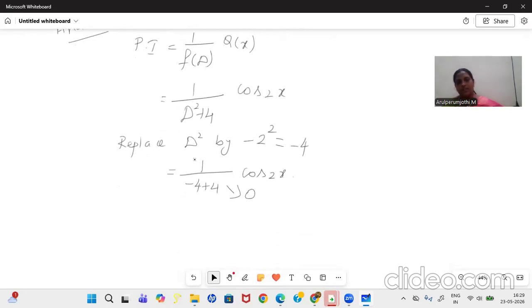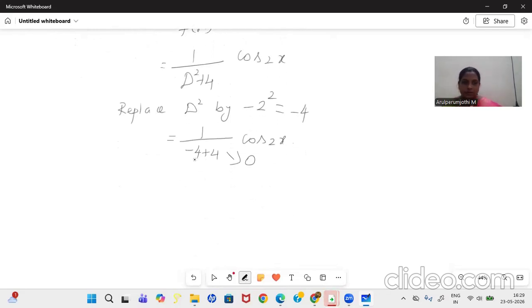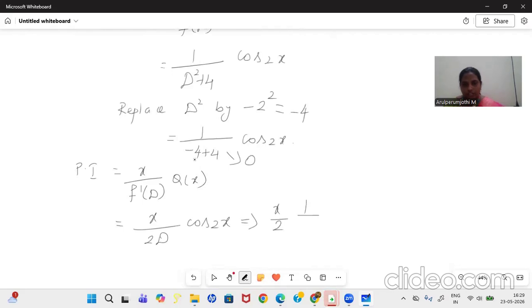So if the denominator becomes 0, your PI formula changes into x divided by f dash of d into q of x. So x divided by, so what is your f dash of d? It is 2d into cos 2x. So now this is nothing but x by 2 into 1 by d into cos 2x.